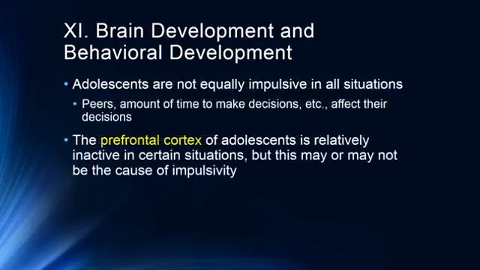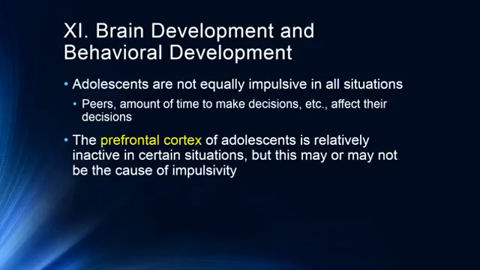So adolescents are not equally impulsive in all situations. There are lots of things that can affect their decision making: their peers, the amount of time they have to make decisions. That is, is it on the fly? Does it need to be done right away? All of these things can affect their decision. The important part of this is that the prefrontal cortex of adolescents is relatively inactive in some situations, and this may or may not be the cause of impulsivity. We know that people become less impulsive the more developed they are.